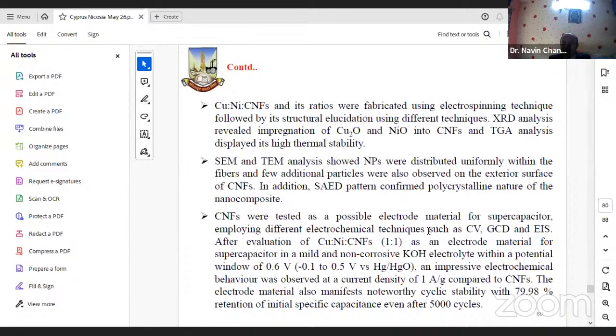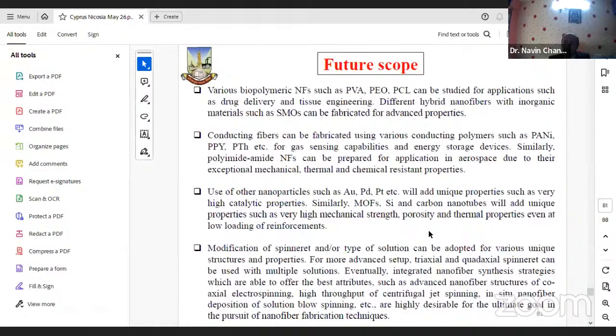Copper nickel carbon nanofibers in a ratio were fabricated using the electrospinning technique, followed by structural elucidation using different techniques. XRD analysis reveals impregnation of copper oxide and nickel oxide into carbon nanofibers, and thermal stability shows the materials are thermally more stable when we dope the material over the surface of the PAN or convert it into carbon nanofibers. These are the future scope of the study.